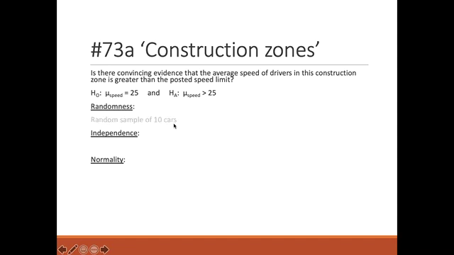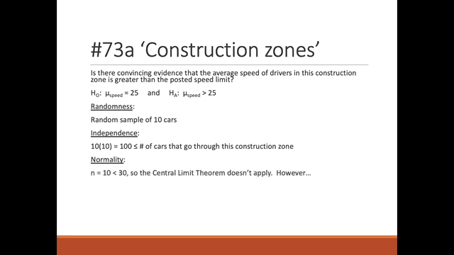For randomness, the question says that we took a random sample of 10 cars. And for independence, 10 times 10 is 100, and it's reasonable to believe the 10% rule is met here. It's reasonable that the number of cars that go through this construction zone would be 100 or more. Notice for normality, 10 is a very small sample size. It's well less than 30, so the central limit theorem doesn't necessarily apply.